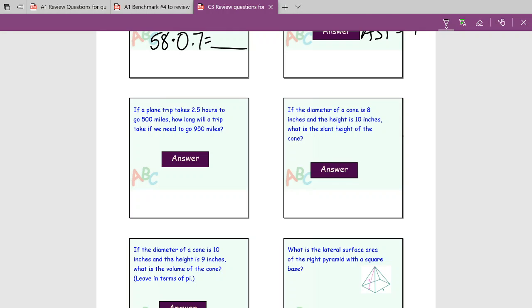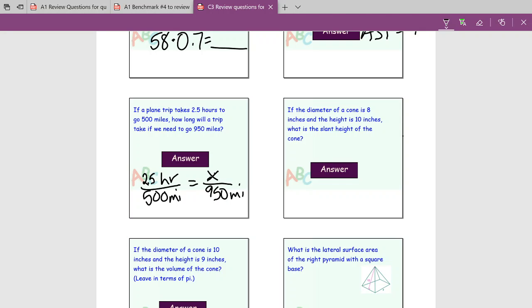And then number 3 here, if a plane trip takes 2.5 hours to go 500 miles, how long will a trip take if we need to go 950 miles? I would set up a proportion to say 2.5 hours takes me for 500 miles. So how many hours? X hours for 950 miles. And you can use a cross multiplication in order to do that.